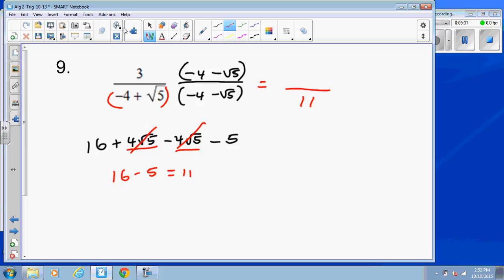Now the top of the fraction is just distribute the 3 into here and into here. So that's going to be 3 times negative 4 is negative 12. 3 times negative square root of 5, that would be minus 3 square root of 5. And at this point, there's nothing we can do to make that simpler. That's our final answer.